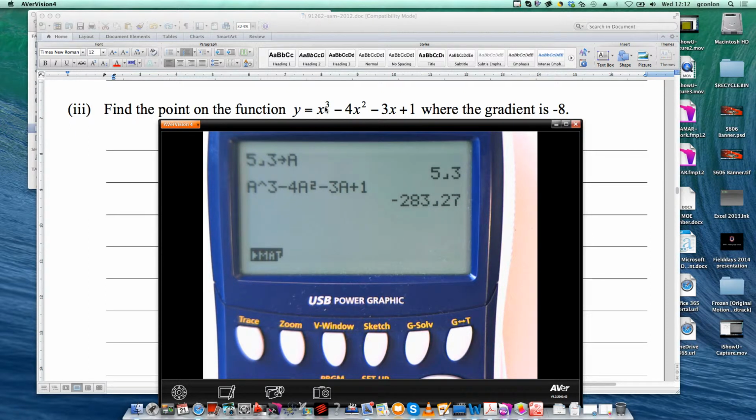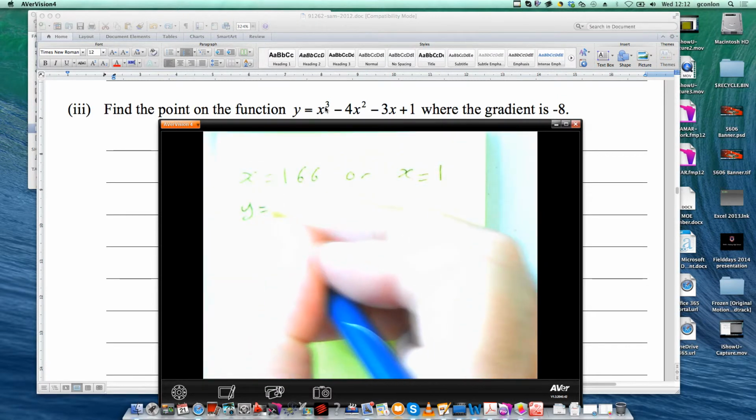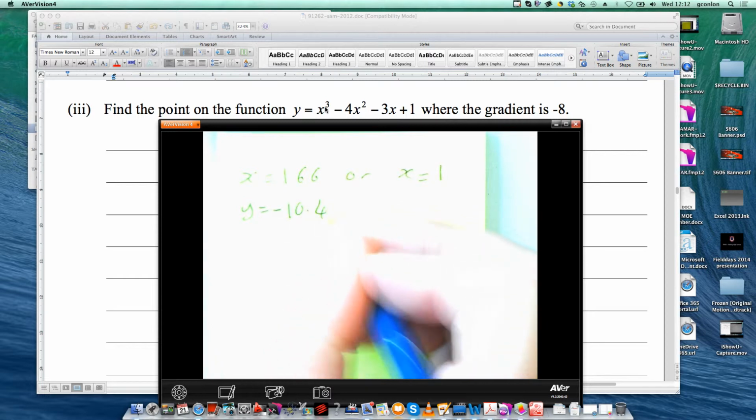That's how you do it. So that's going to be the answer to that one. I can put that into a decimal quite easily by pressing my fractions decimal button. So I get minus 10.48. So y is minus 10.48.